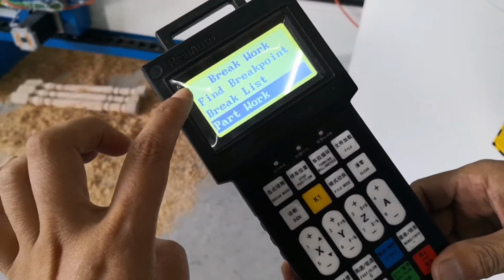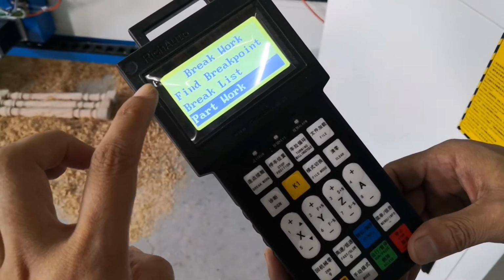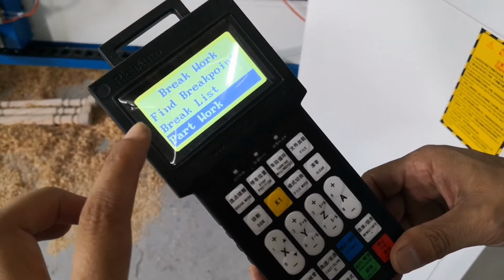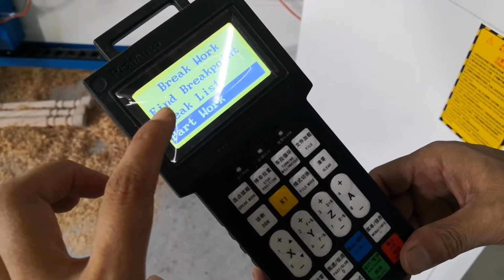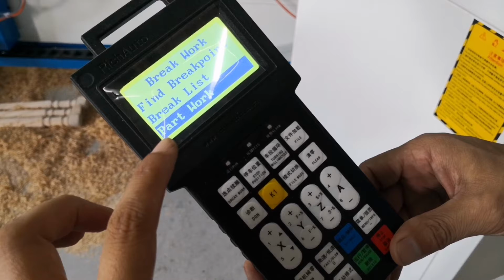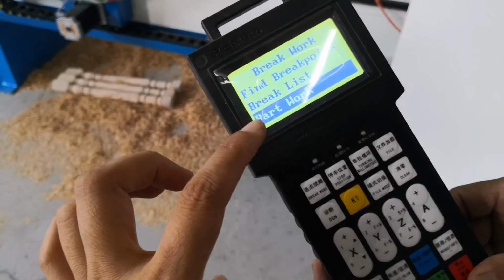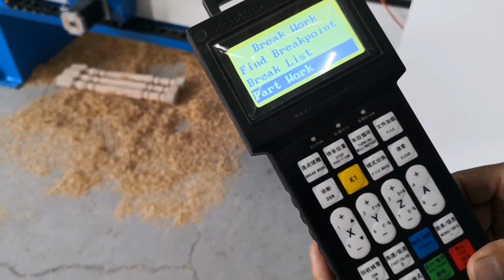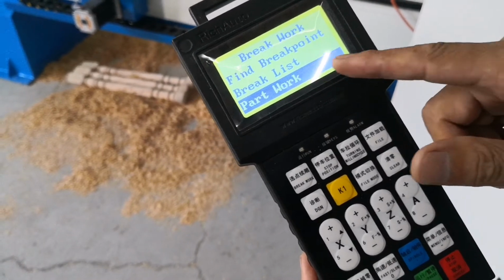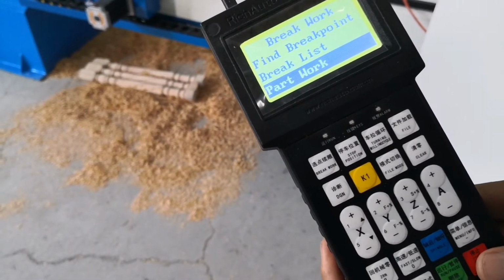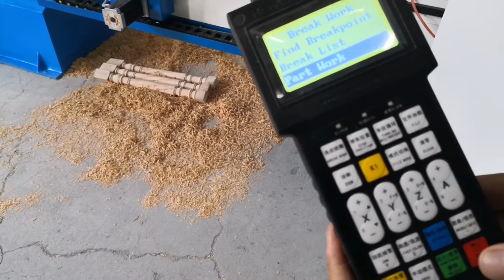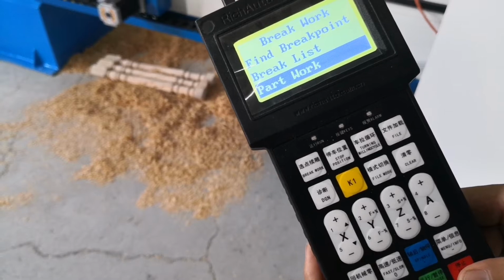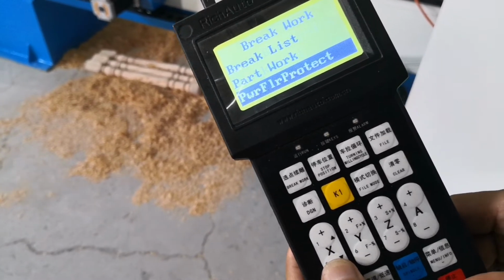This is the first way to find the break point, which is automatically saved in the controller. And also, you can find the break point in the break list. And the third way is part work, which means you can choose the breaking point, the number of the break point. Then you can start running the machine from the number, from the line number.